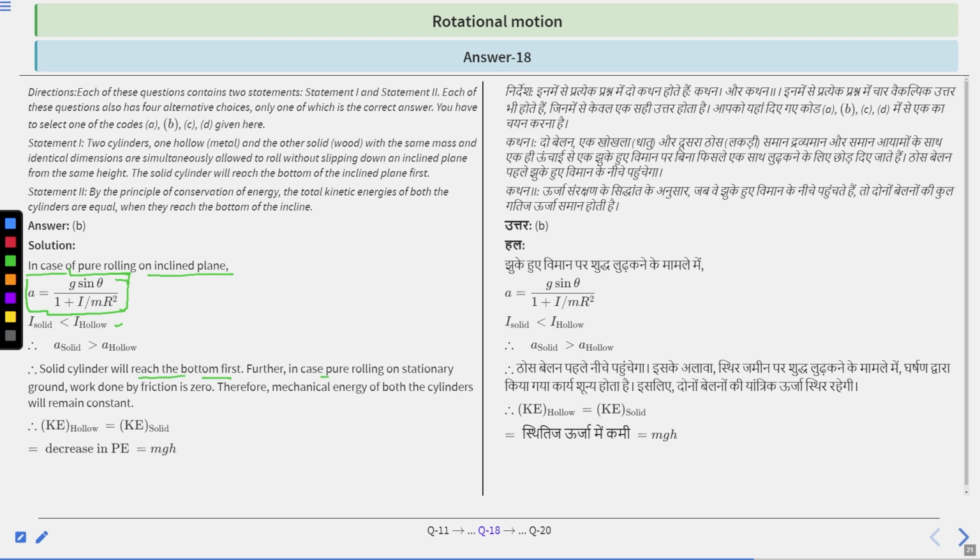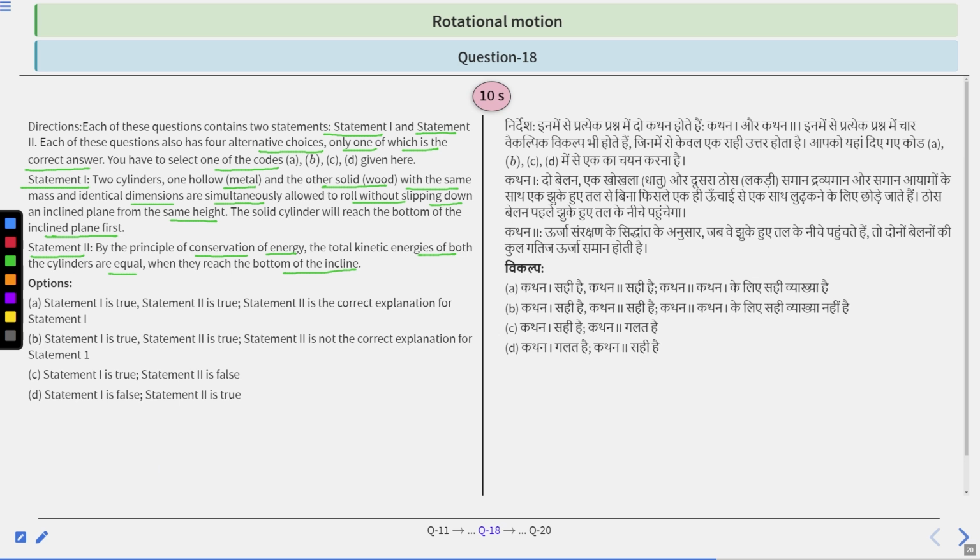Further, in case of pure rolling on stationary ground, work done by friction is 0. Therefore, the mechanical energy of both cylinders will remain constant. That's why the kinetic energy of the hollow cylinder is equal to the kinetic energy of the solid cylinder, which is equal to the decrease in potential energy, which is equal to mgh. Clear? So the correct answer is B. Statement first is true and statement second is true. Statement second is not the correct explanation for statement first.